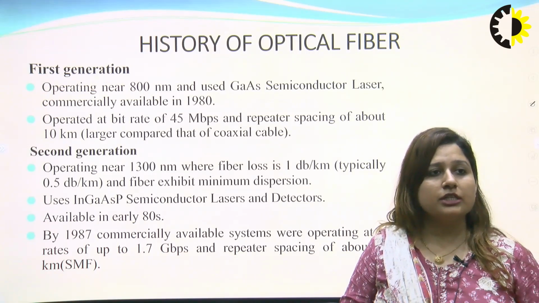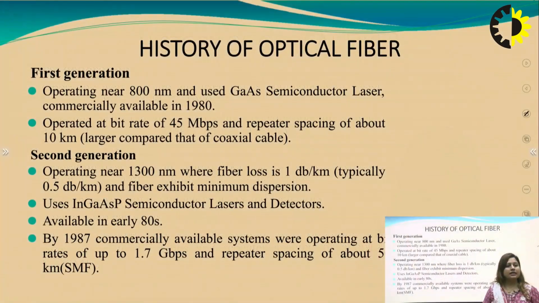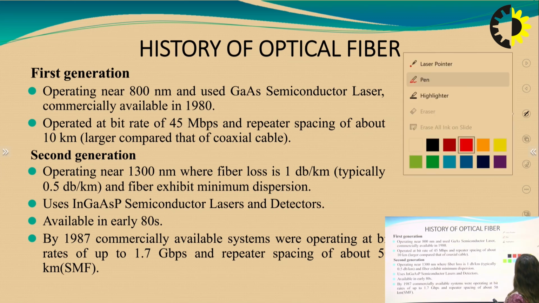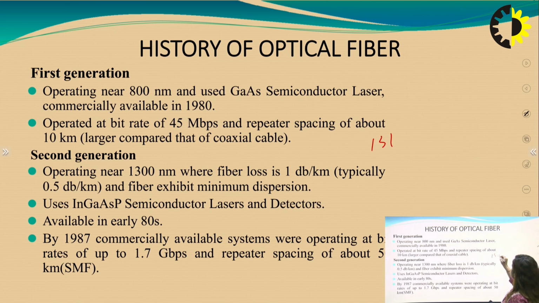In the second generation, the optical fiber operates near 1300 nanometer, where fiber loss is around 1 dB per kilometer. We will discuss the losses in our next lectures. Losses are basically attenuation, and typically it is around 0.5 dB per kilometer. At this wavelength, 1300 nanometer or 1310 nanometer, the fiber exhibits minimum dispersion, so 1310 nanometer is also called the zero material dispersion wavelength.